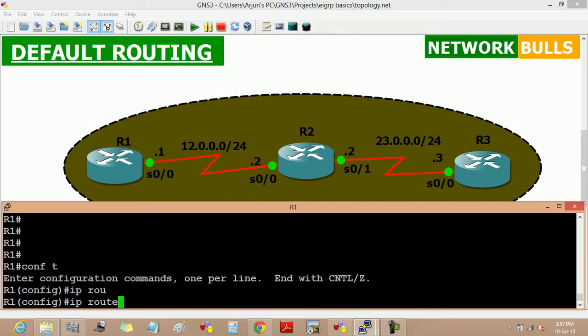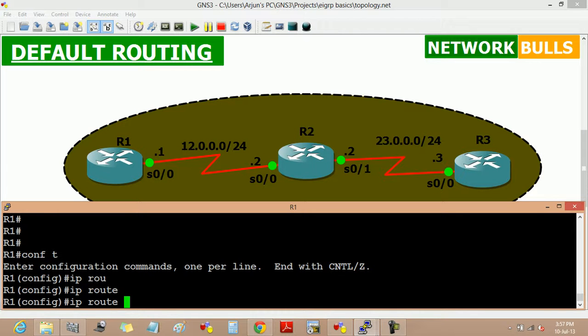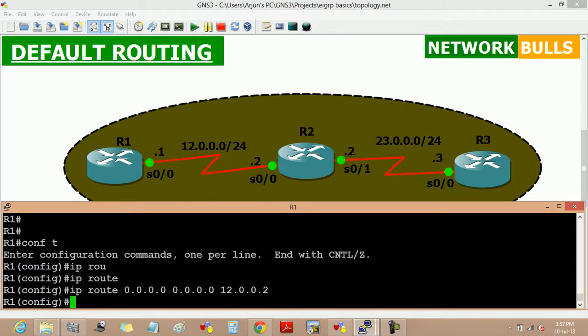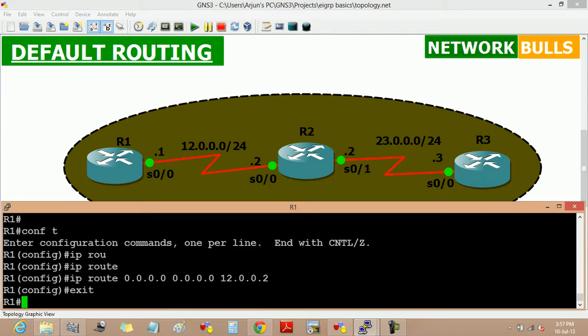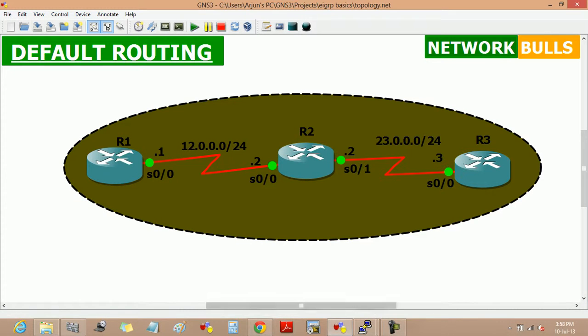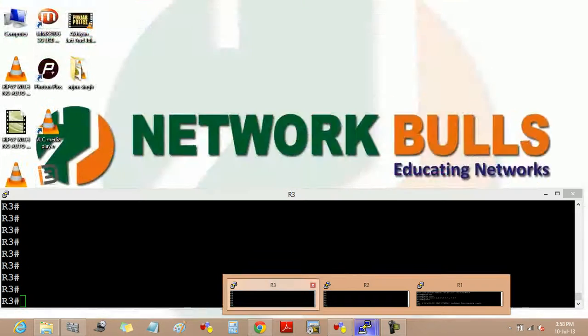The command for default routing is ip route, then the network 0.0.0.0, it means any network, 0.0.0.0, it means any subnet, and the next hop address will be 12.0.0.2, and enter. Now my default route is configured on router 1.